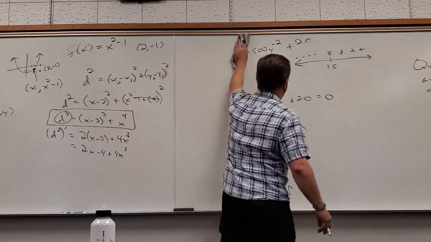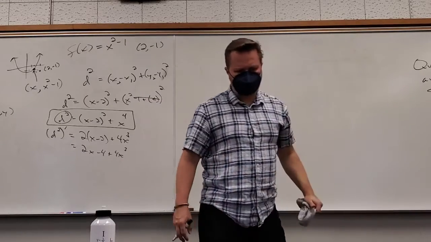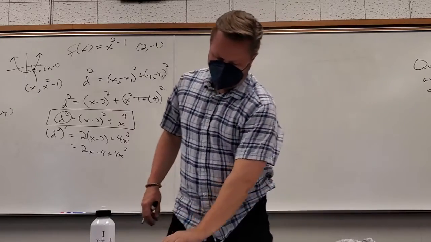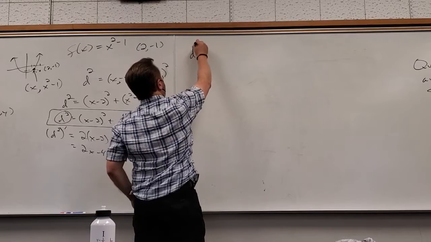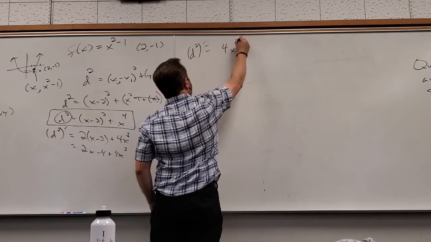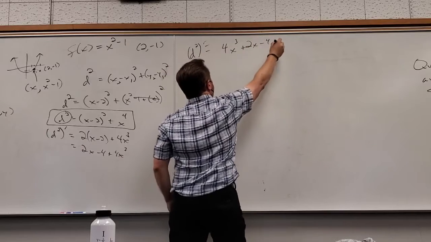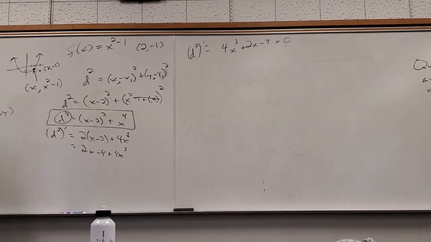So what do I want to do with that? Set it equal to 0. It's obviously not undefined anywhere. Let me rewrite this a little bit: 4x cubed plus 2x minus 4, and I want to set that equal to 0. Take a 2 out.